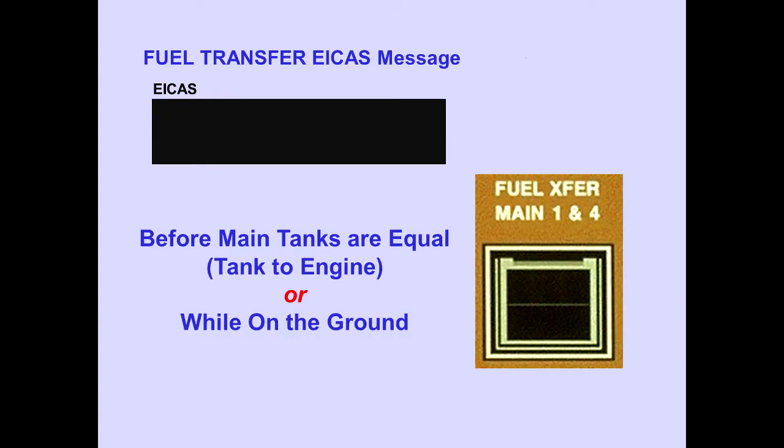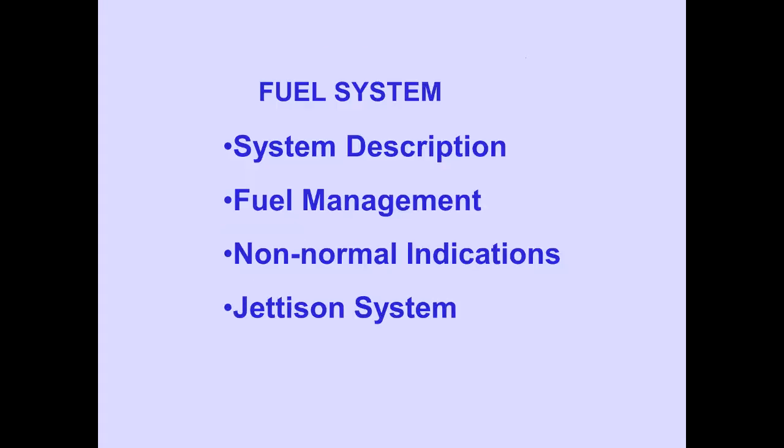The ICAS advisory message, Fuel Transfer 1 and 4, is displayed when the fuel transfer switch is pushed on before main tanks are equal, or while the aircraft is on the ground. In Part 2, we will discuss the fuel jettison system.